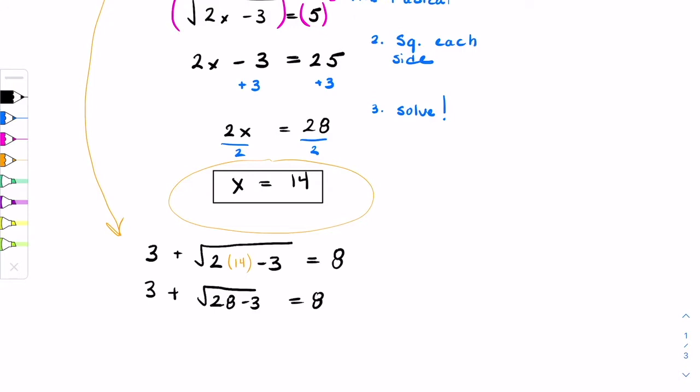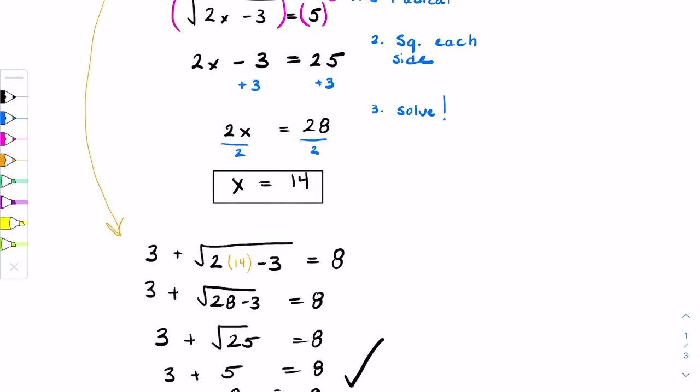When we simplify this, we have 3 plus the square root of 28 minus 3 equals 8. 28 minus 3 is 25. 3 plus the square root of 25 equals 8. 3 plus 5 equals 8, or 8 equals 8. So this is correct. Therefore, we know that x equals 14 is our solution. It's our only solution. Again, you do have to check for extraneous solutions. You will end up with them sometimes. And extraneous solutions just mean solutions that do not work.